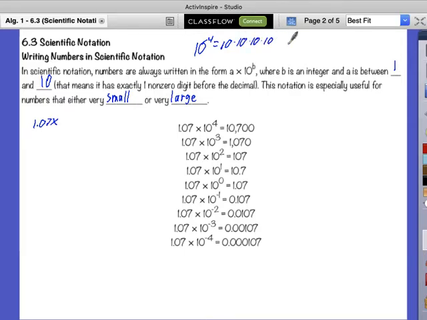Does anyone know what our helpful rule is when we multiply by tens? Add the zeros, right? So it's a 1 with how many zeros? 4 zeros, because there's 1, 2, 3, 4 zeros. So this is 10,000. So 1.07 times 10 to the 4th is 1.07 times 10,000. That's what that's really saying.